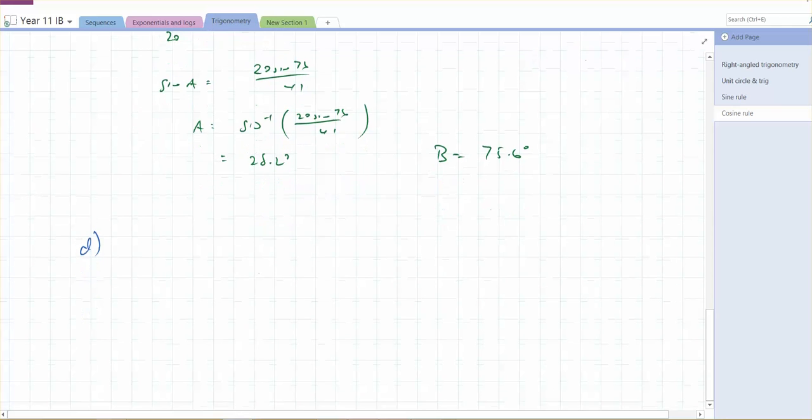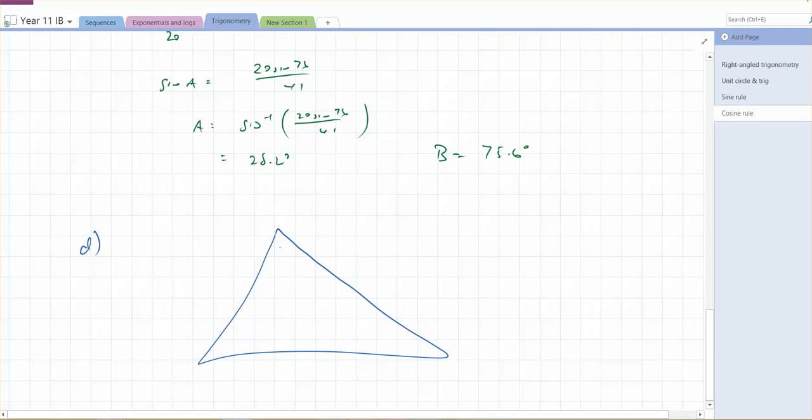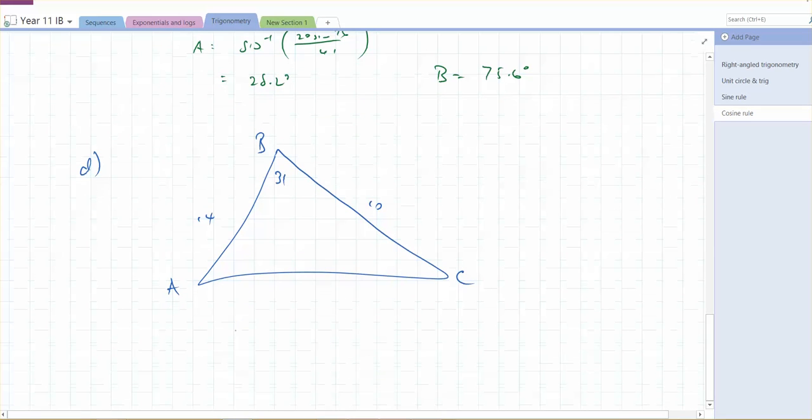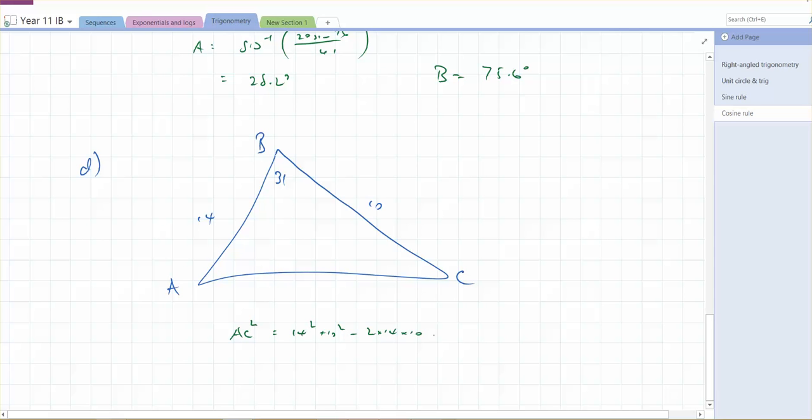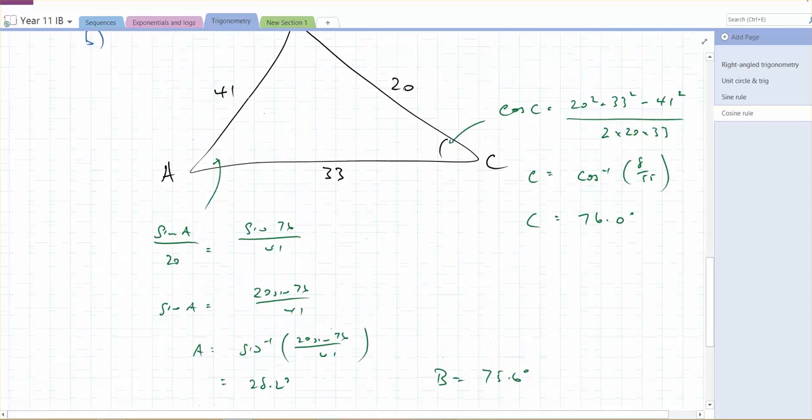D gives us an angle, B is 31. Doesn't matter where you put it. B is 31, A is 10, C is 14. That's the information we've got, and we want to find out all the other bits. But let's find out the side AC. So we use the cosine rule. AC squared equals 14 squared plus 10 squared minus 2 times 14 times 10 times cos of 31.